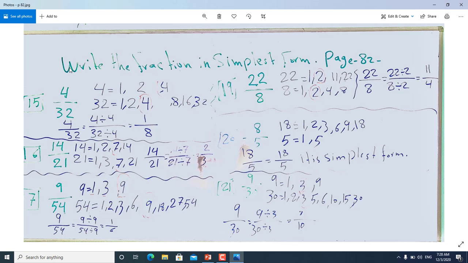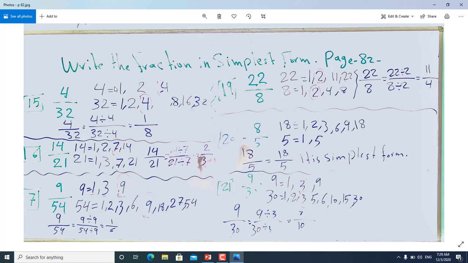Let's complete the practice. Write the fraction in simplest form. It's on page 82. From number 50 we have 4 over 32. You write it in simplest form. That means in the first step you will write all the factors for 4 and 32, and after that we will find the common factor between them. We will divide by the common factor.